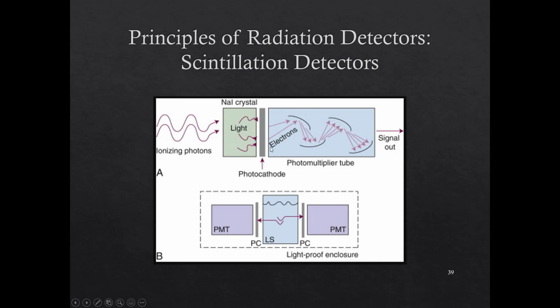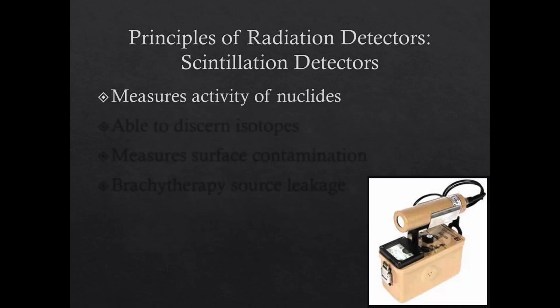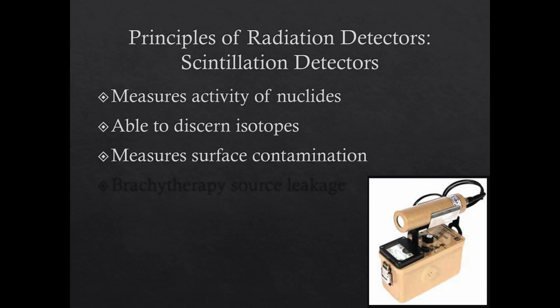This creates electrons that get cascaded down this photomultiplier tube. So essentially, we are outputting a signal that's higher than the original. That's what the photomultiplier tube is meant to do. But really this is going to be really good at measuring activity of nuclides. It's good at discerning isotopes, measuring surface contamination, and brachytherapy source leakage. It's good at measuring surface contamination because of the photomultiplier tube component. You have an initial signal that then gets amplified in the process, which is really nice.